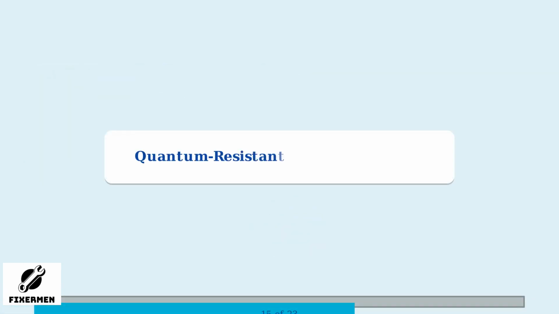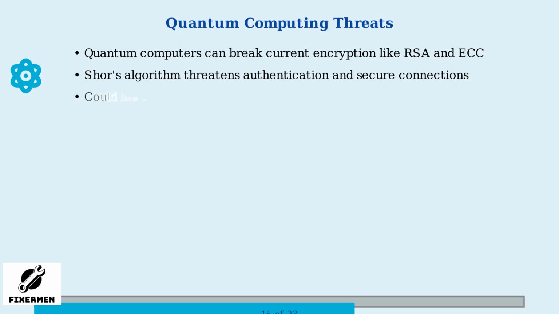Quantum-resistant encryption is being piloted in Exchange 2026 to counter future cyber threats, potentially eliminating authentication-related disconnects. We'll preview these advanced security measures. Quantum computing poses a significant threat to traditional encryption methods. Quantum computers use quantum bits, or qubits, which can perform calculations far faster than classical computers.